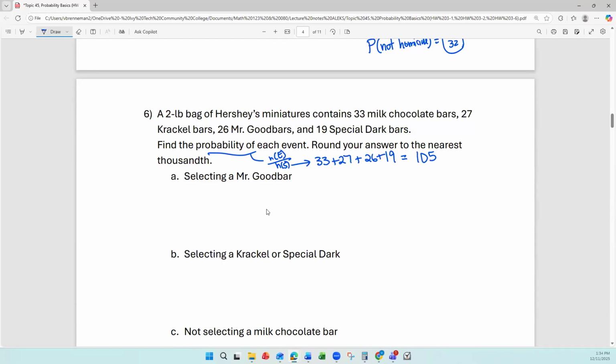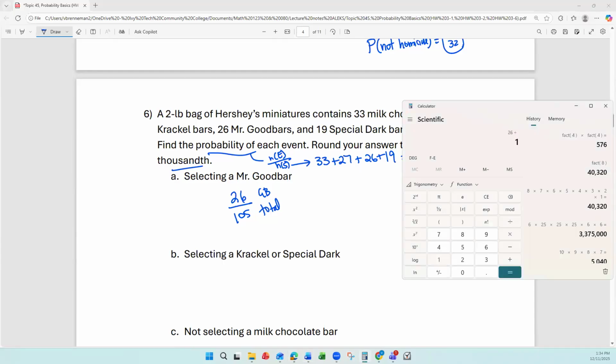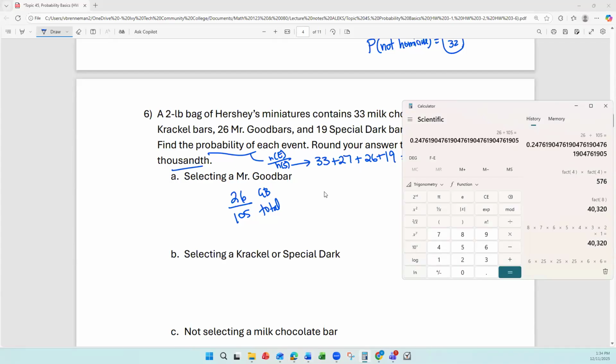So probability of selecting a Mr. Goodbar, there are 26 Goodbar out of the 105 total. So that's the probability, but now we are doing decimal, so round to the nearest thousandth. So I'll go ahead and do that division. And that comes out 0.248.